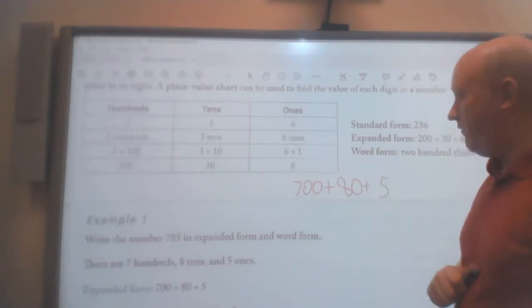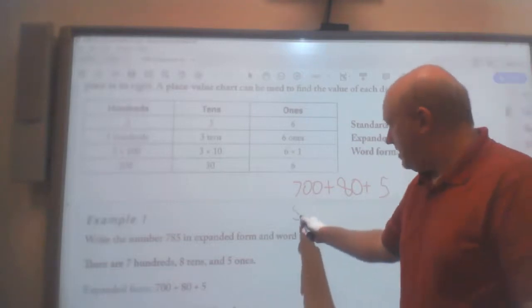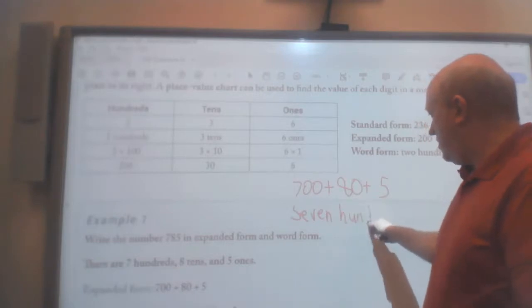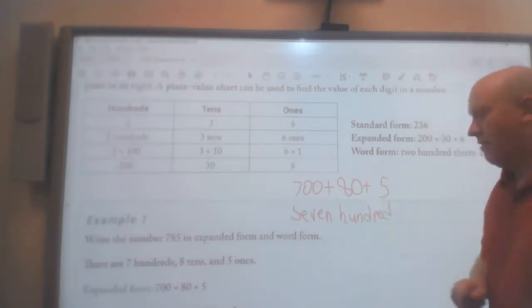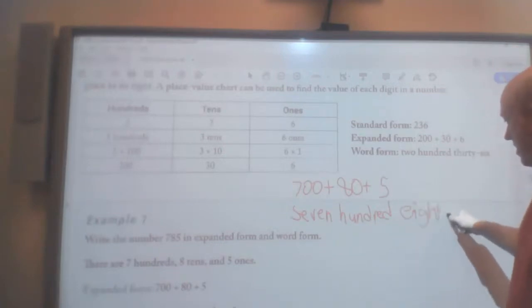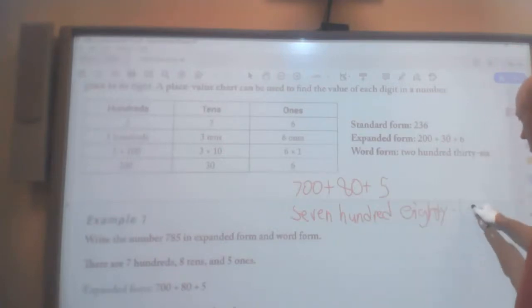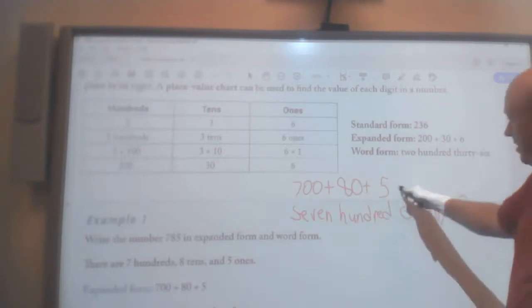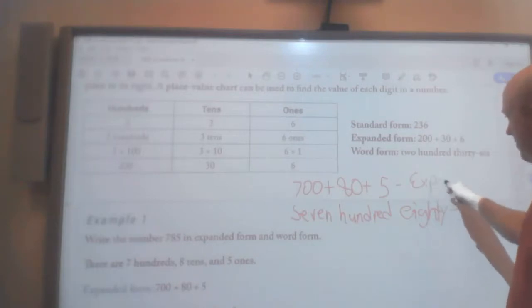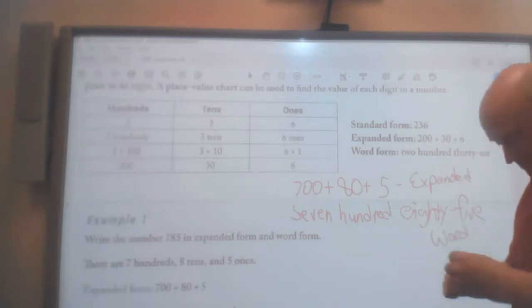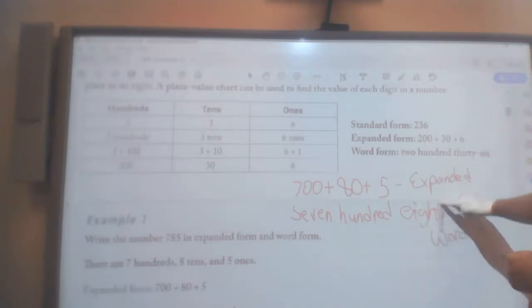Okay? Now in word form, it would be, of course, 700 85. That's expanded form and then word. Okay? Now let's look at another one.